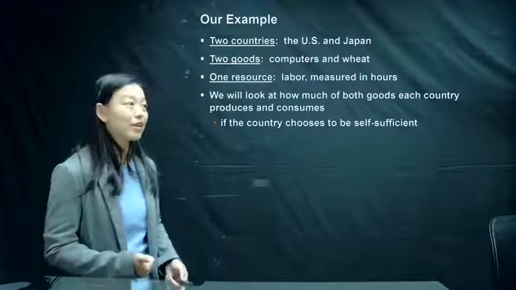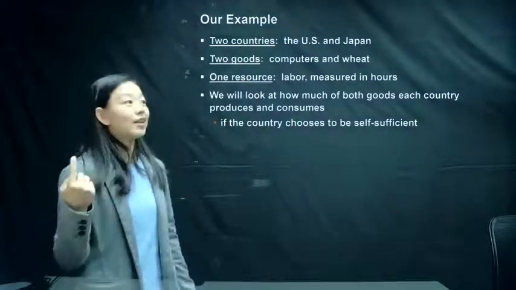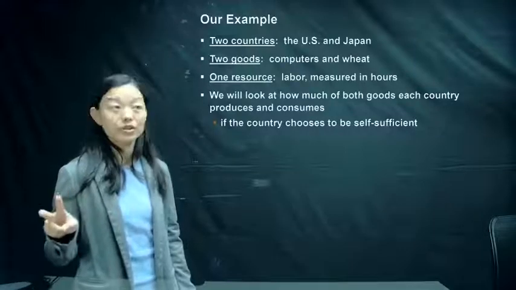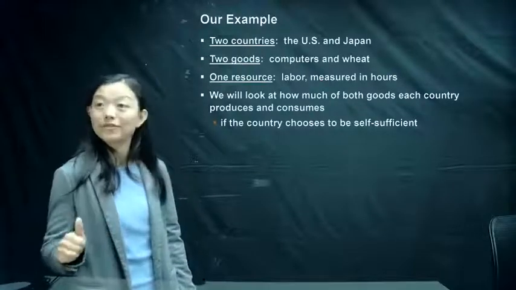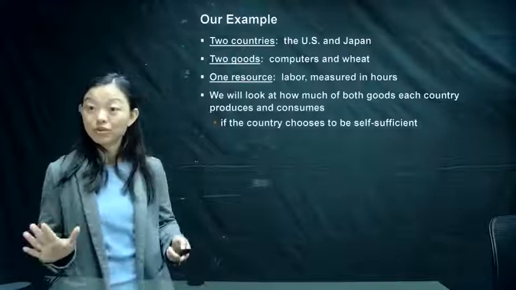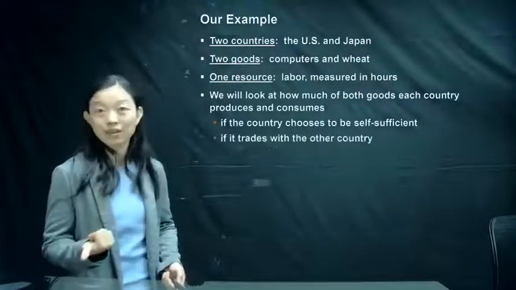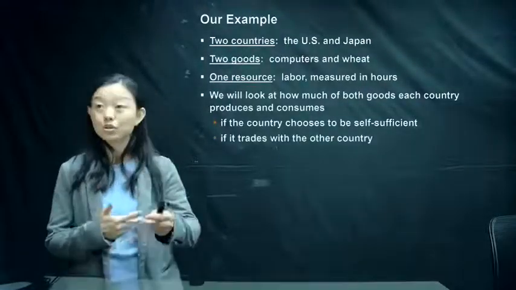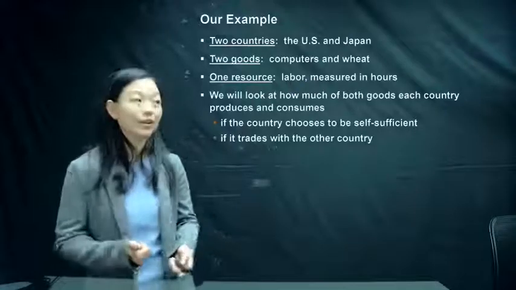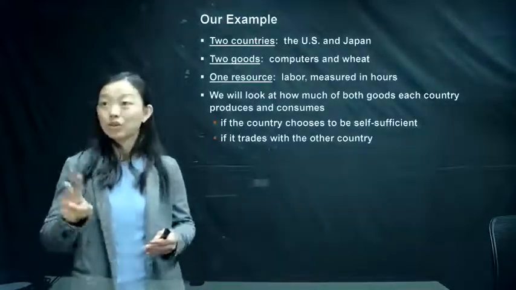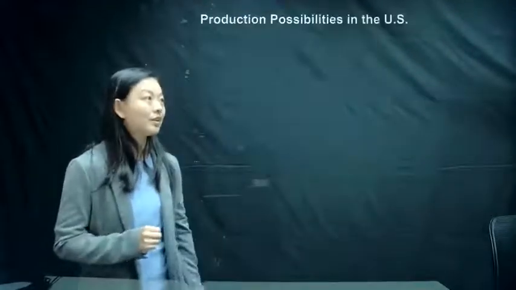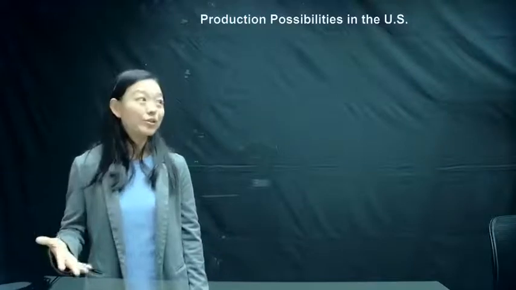Okay, we'll compare these two scenarios to have some mathematical evidence to show us that we can gain from trade. The first scenario is that both countries choose to be self-sufficient, which means there is no trade. And then in the second scenario, the two countries choose to trade with each other, okay? Then we will analyze these two scenarios. So let's look at the US. For the US, we also need to derive the production possibility frontier.